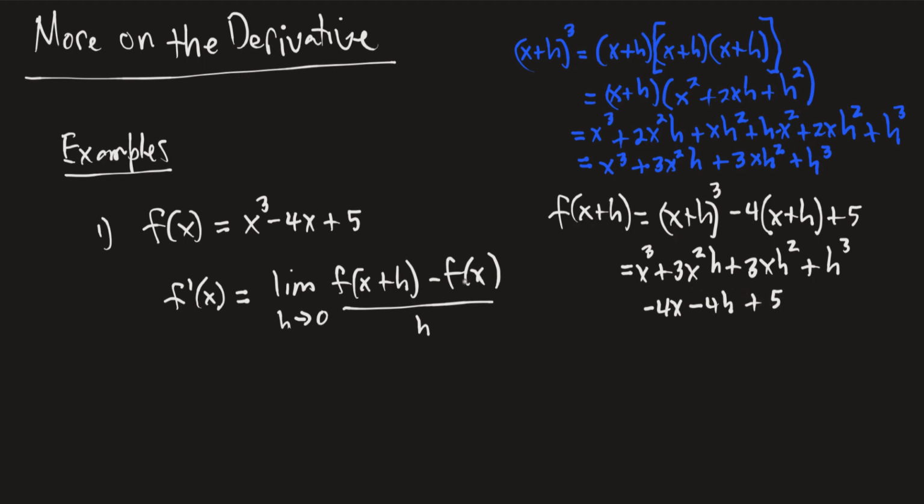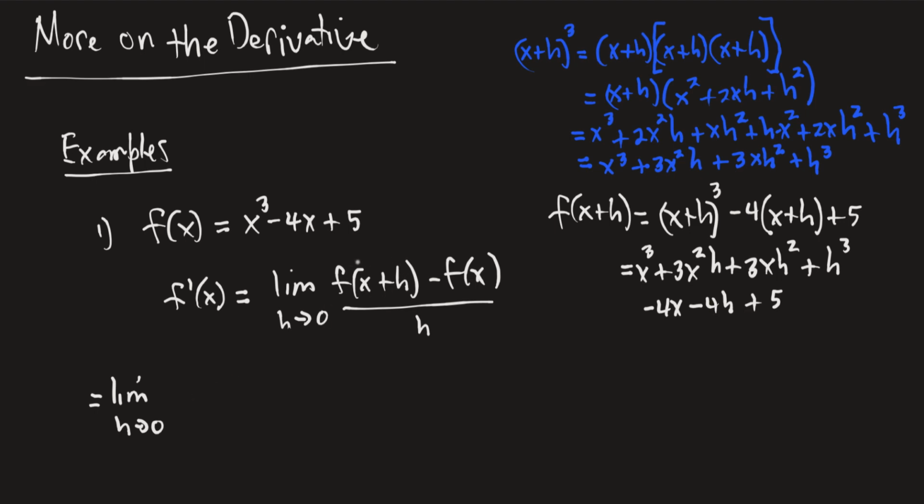So this alone is what we get when we expand and simplify and collect all the like terms that we can possibly collect when we do the f of x plus h. All right, so I'm going to give ourselves a little bit more room. So we have the limit as h approaches 0.